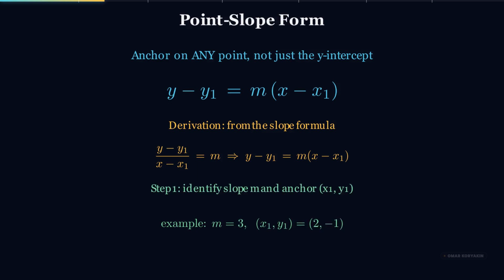Step 1 in the workflow. Identify the slope and the anchor point from the given information, whether you have 2 points on the line, or a slope and a point, or a slope and the y-intercept. Reduce the input to a single slope value m and a single anchor point x1, y1. The reduction is mechanical if you have 2 points. Compute the slope first using the slope formula, then choose either point as the anchor.